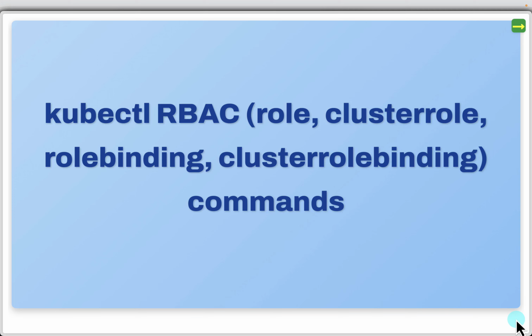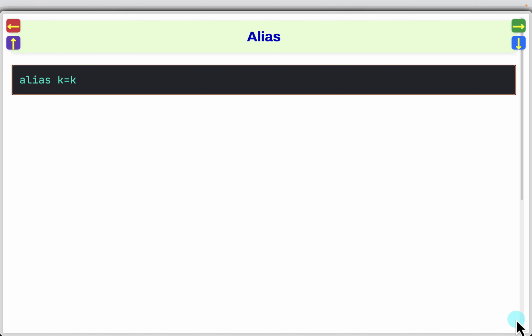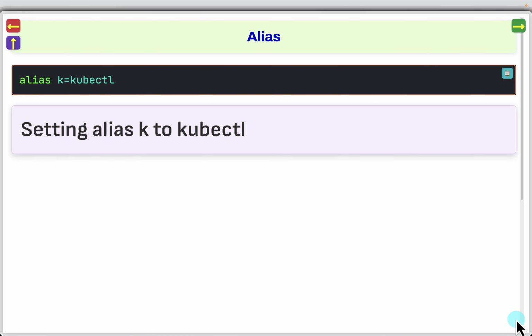Hello everyone and welcome to the lecture on kubectl RBAC commands, role-based access control. These commands include role, cluster role, role binding and cluster role binding. So first, set alias k equal to kubectl.